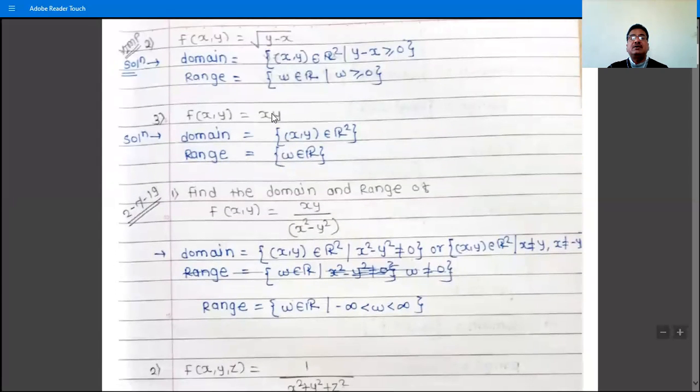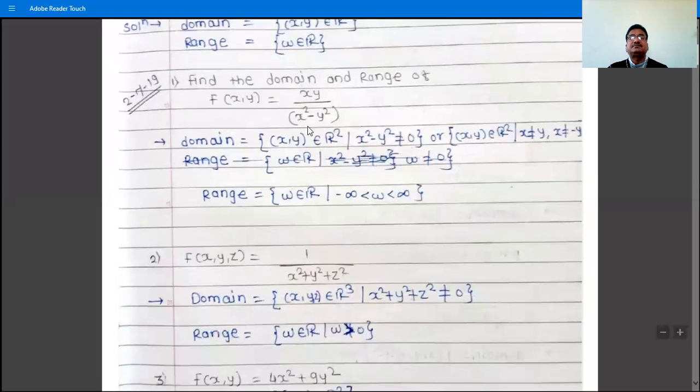Similarly, the range is what? There is no condition, because x into y exists for all x and y. So (x,y) belongs to R square, or just write R square, and range is w belongs to R, that is equal to capital R. Find the range and domain of the function. Okay, so domain is what? (x,y) belongs to R square, such that this denominator is not equal to 0. Okay, just write this answer out. When x square minus y square is not equal to 0 means x square is not equal to y square, means x is not equal to plus minus y.